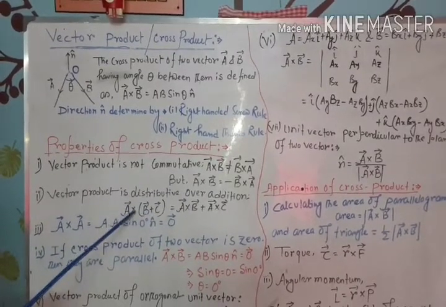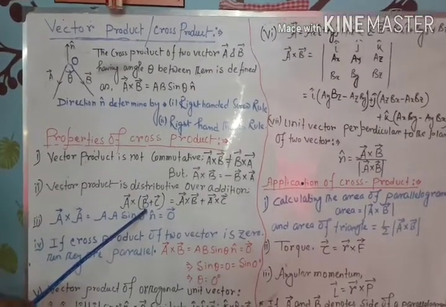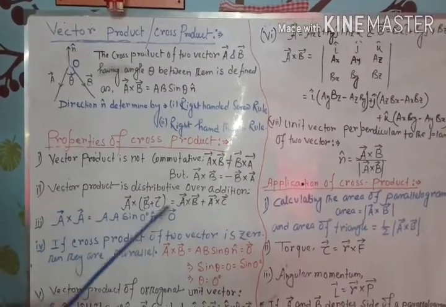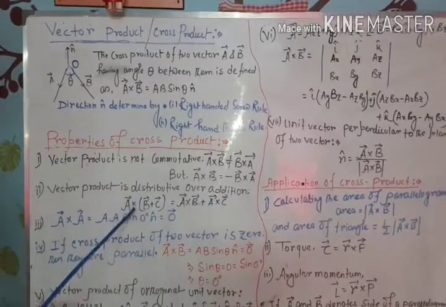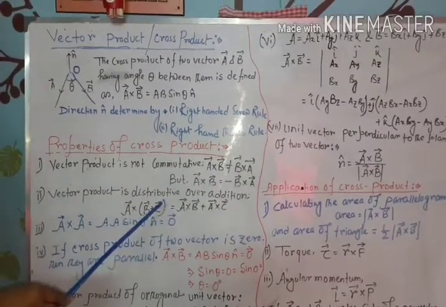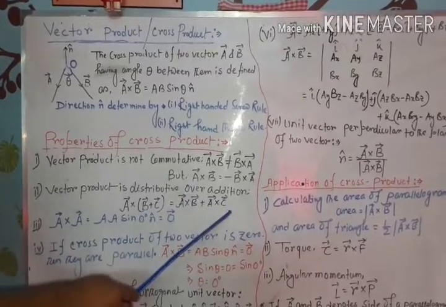So here A cross is distributed with B vector as well as with C vector. That's why we write here A vector cross B vector plus A vector cross C vector. It means the vector product is distributed over the addition.